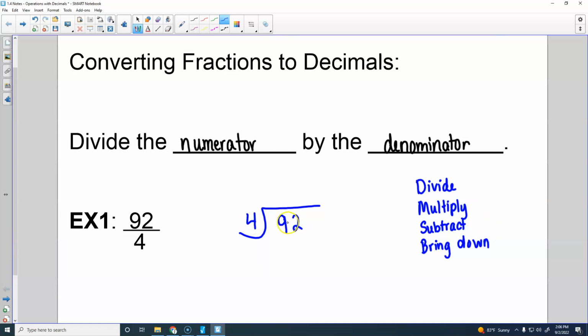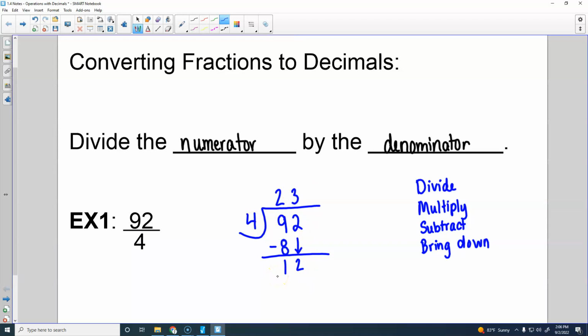So 4 goes into 9 how many times? Twice. 2 times 4 is 8. We're going to put it right here. So we divided, we multiplied, we are going to subtract here, and then we're going to bring down that 2. Okay? So then 4 goes into 12 how many times? 3. Oh, did I mean to do this?